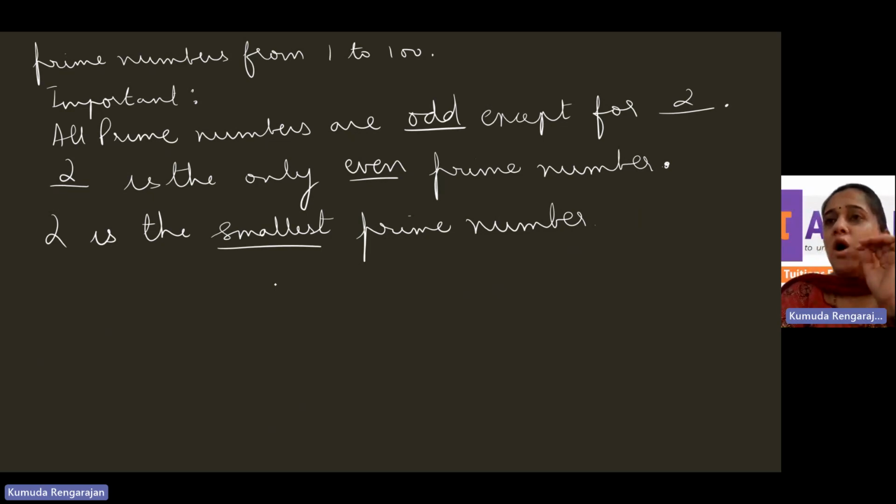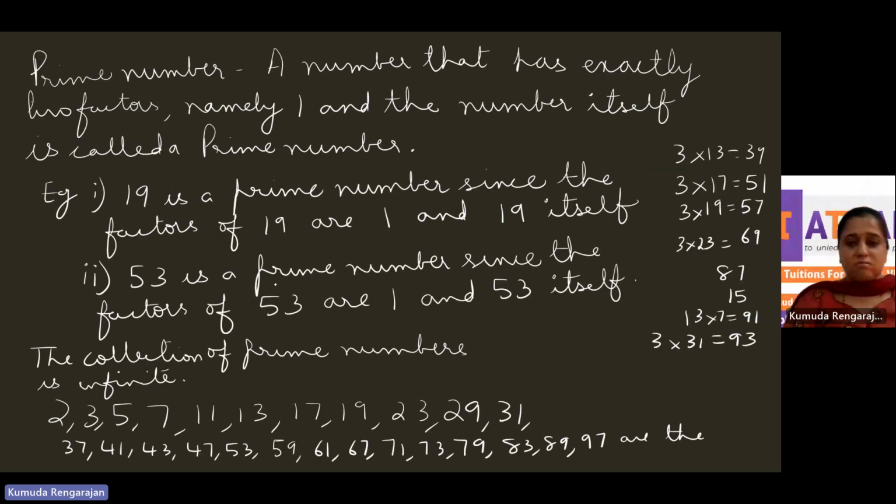All prime numbers are odd, even after 100. Not only in this collection, all the prime numbers are odd. Only 2 is the even prime number. All right, now write down quickly, children.